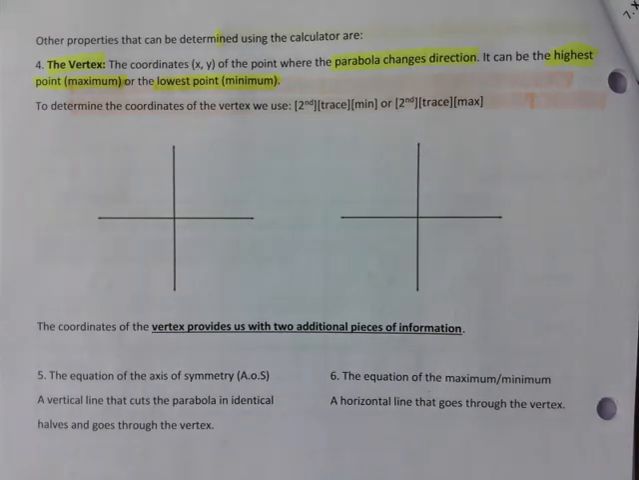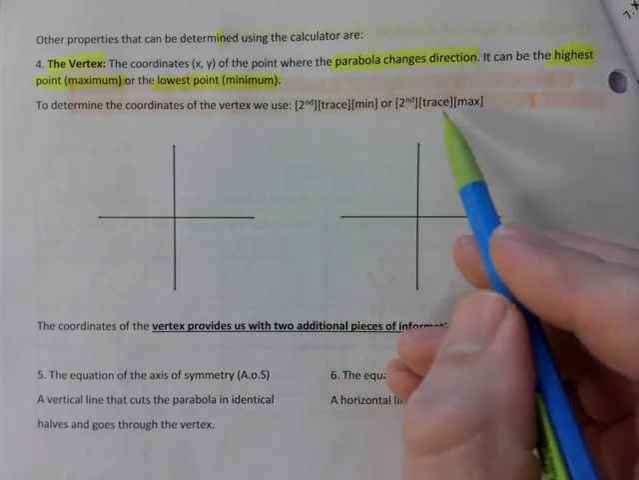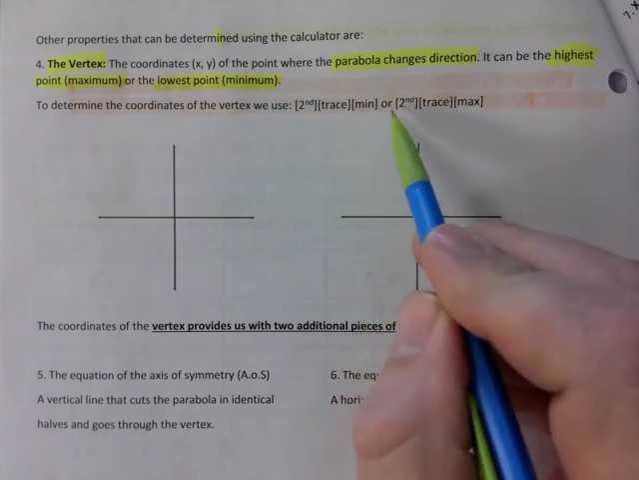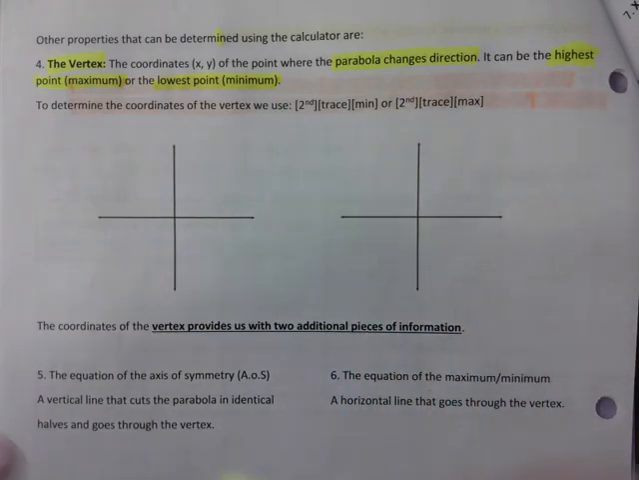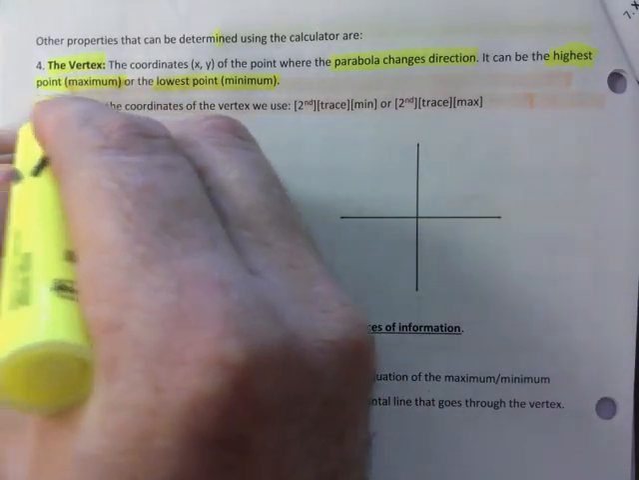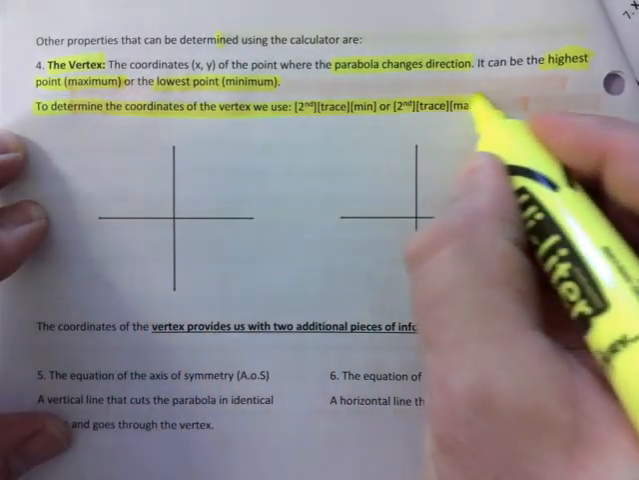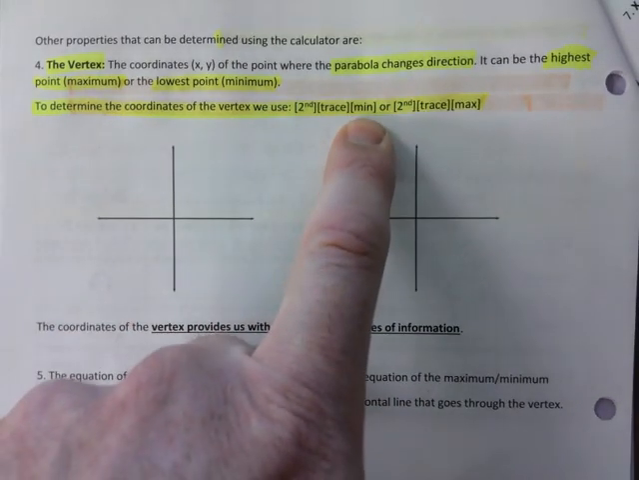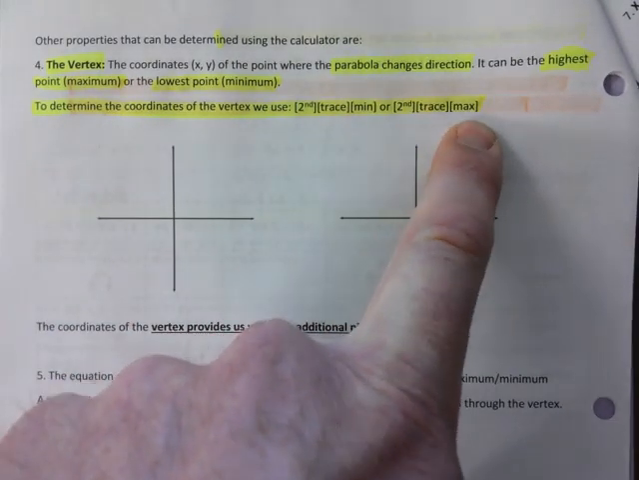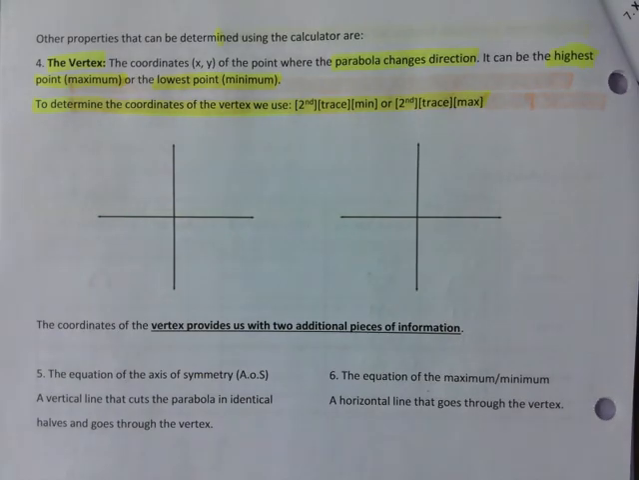To determine the coordinates of the vertex, we use this. Right now, you're not going to worry about that too much, but I do want you to highlight it. To determine the coordinates of the vertex, we use second trace min or second trace max. It depends on if it's pointing up or down.